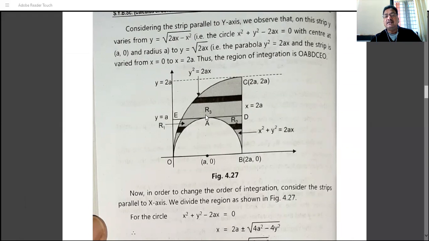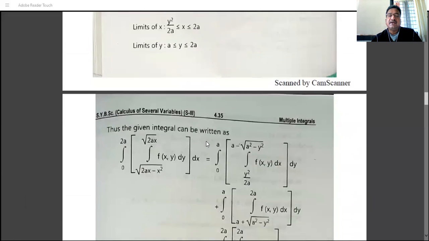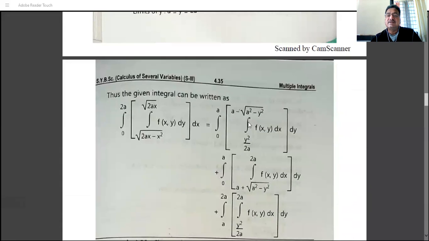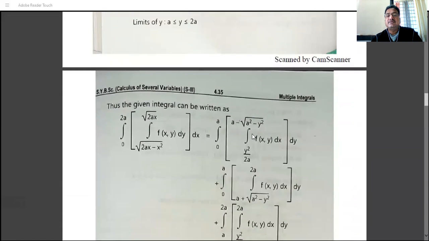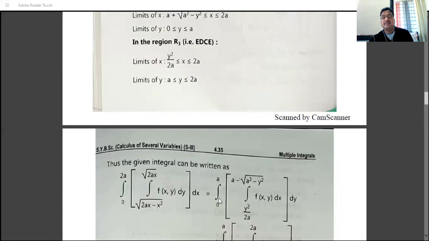So we had to divide this region in three parts: R1, R2, R3, and then the given integration. So write the given integration. This is equal to the addition of three integrals. First step is double integration of f(x) dx dy over R1, plus double integration over R2, plus double integration over R3, like that, and then write this step.